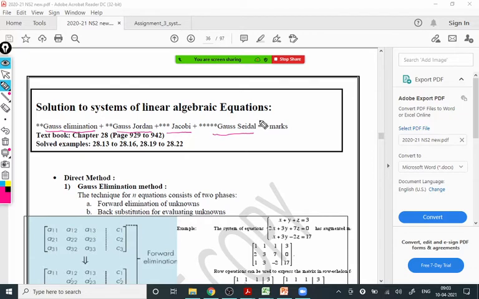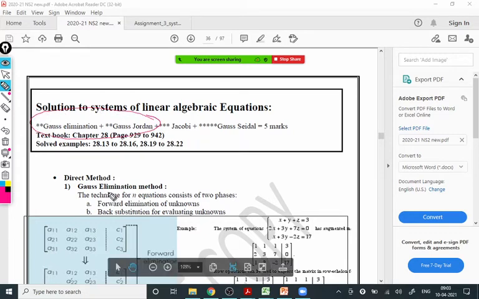The most important method is the Gauss Seidel method. Most of the time, questions come on Gauss Seidel in the final examination. Of the 4 methods, the first 2 are known as direct methods. Direct method means they are without iteration, as we discussed.